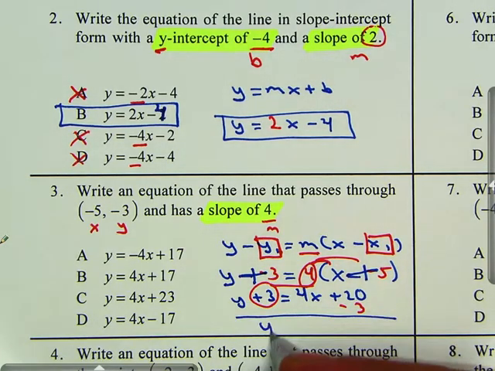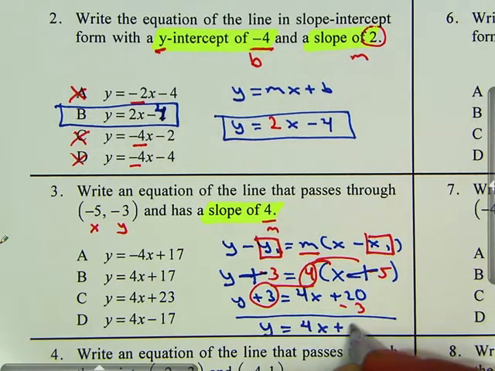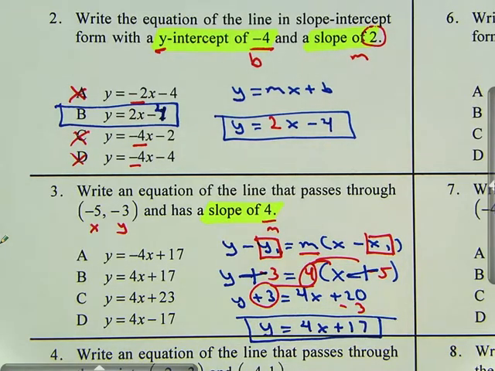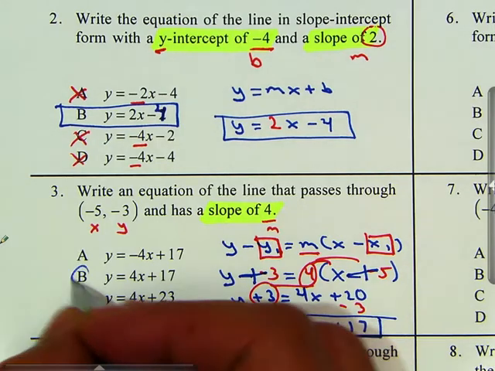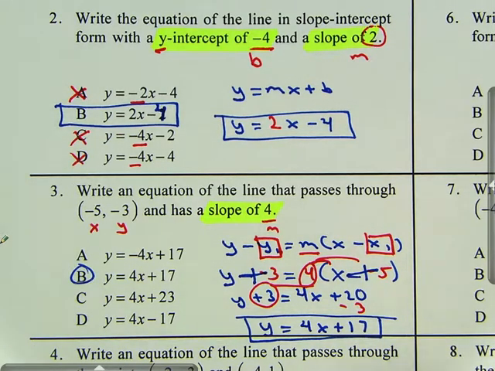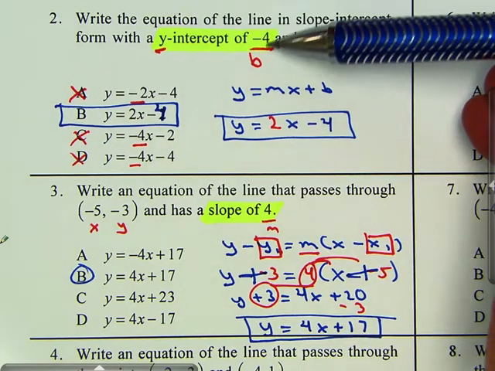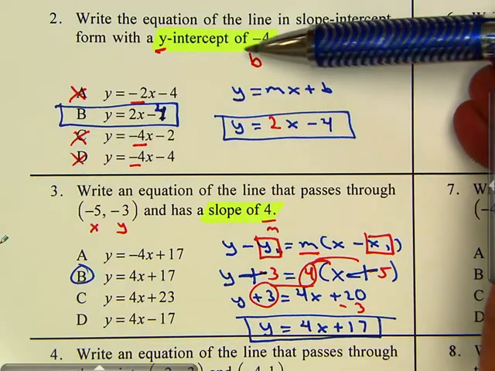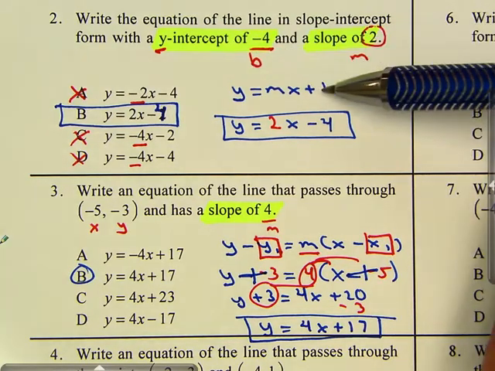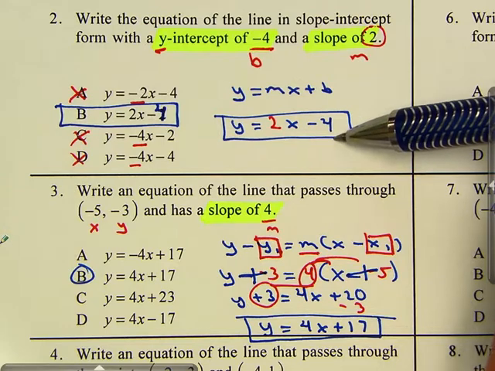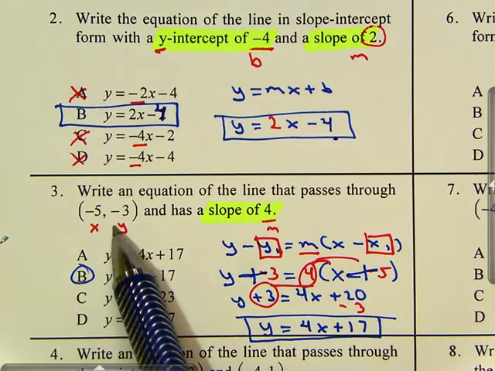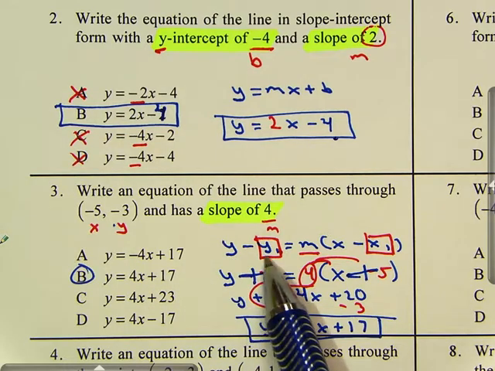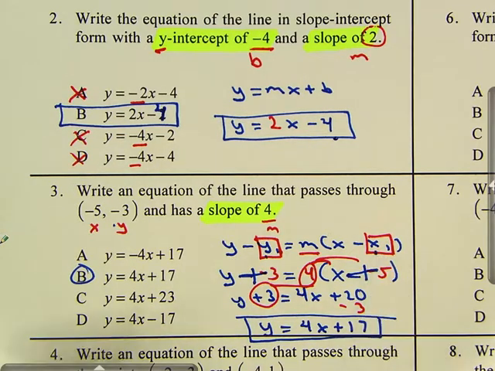So therefore we have y equal to 4x plus 17. So therefore your answer is B. So just be careful. If they give you the y-intercept, use the one with the b, because your y-intercept is your b, and it's much easier and faster to write the equation. If they give you the one with the point, you use the point-slope form, the one where you have to plug in the point, your x and your y.